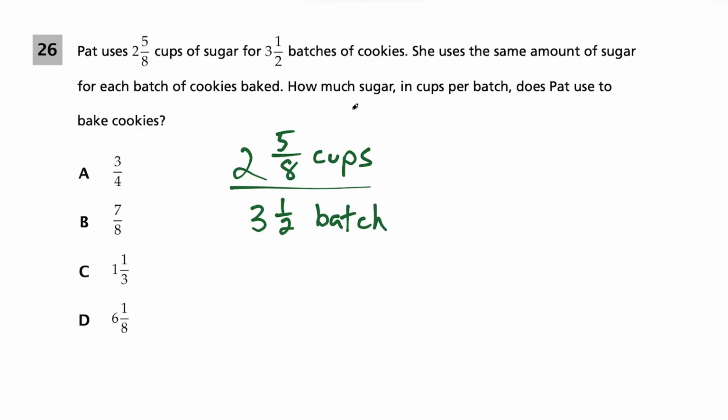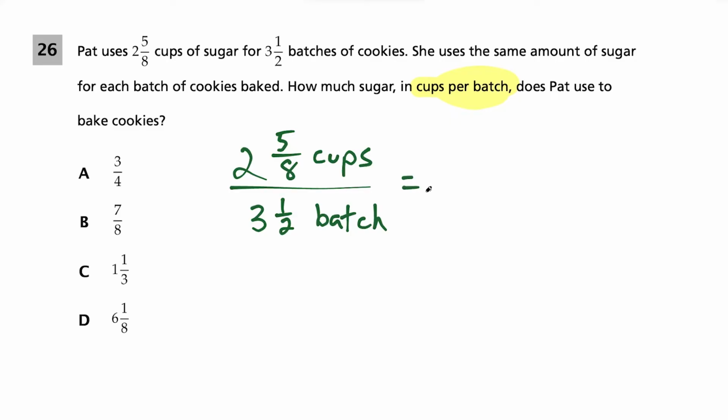And what we're going to do is find the unit rate, and we set this up right to start because look at how it's being expressed here. We want to know how much sugar in cups per batch. And notice that we have cups on top and batch on bottom. So now we just divide these two.